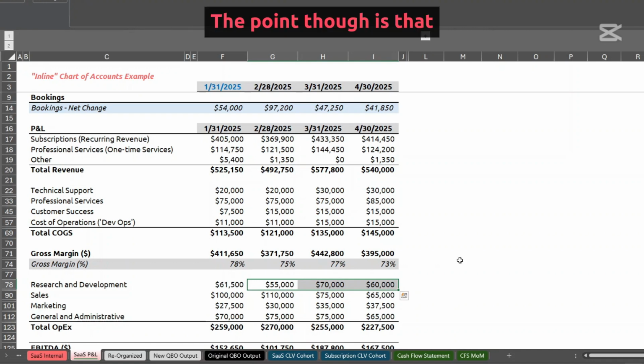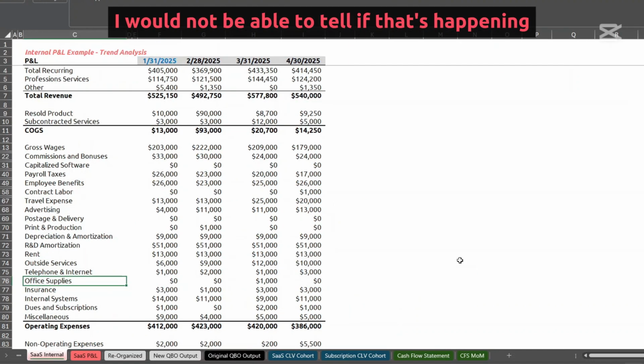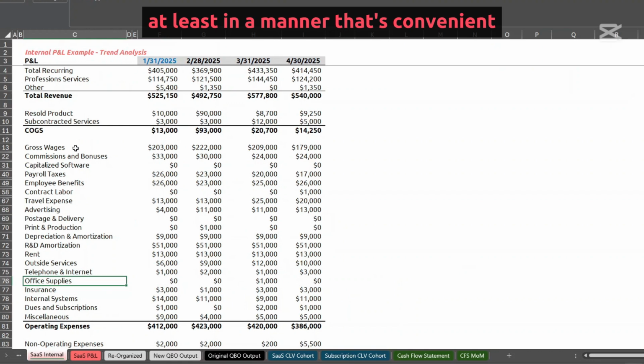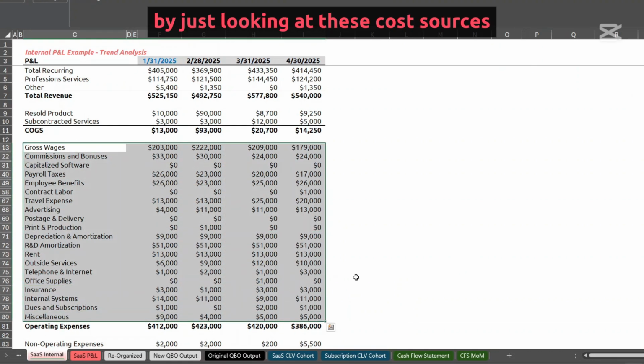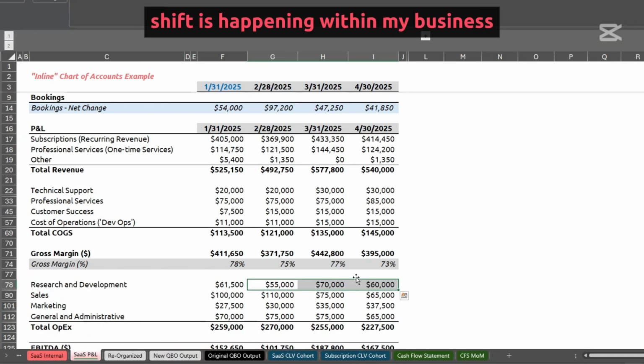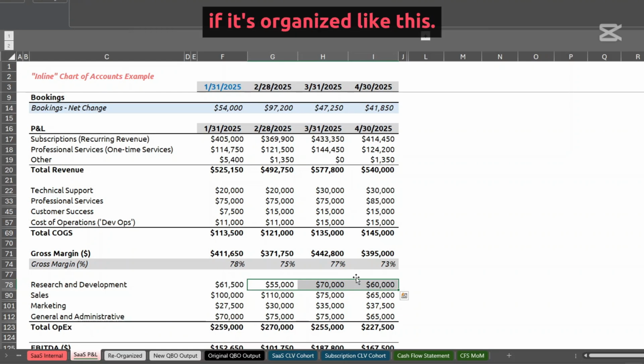The point, though, is that I would not be able to tell if that's happening, at least in a manner that's convenient, by just looking at these cost sources the way that they're laid out here. I would only be able to tell if that shift is happening within my business and within my respective departments if it's organized like this.